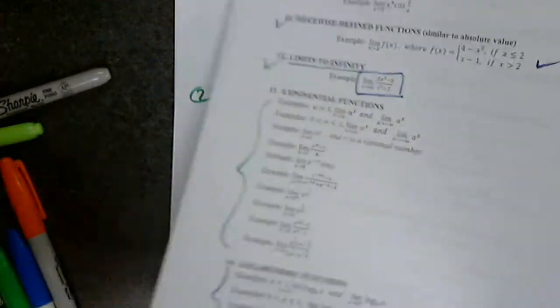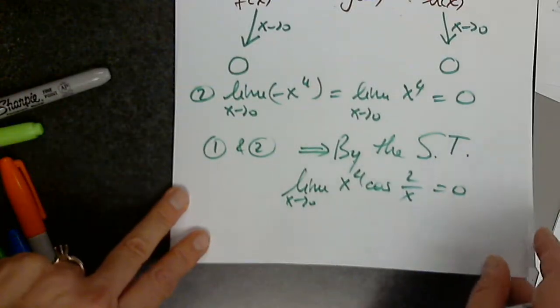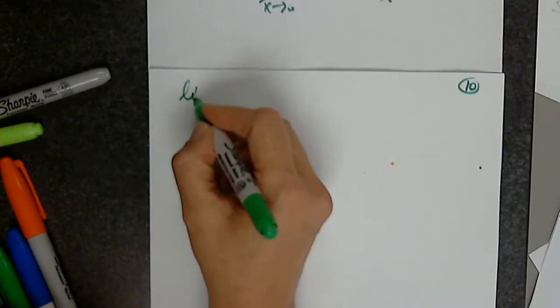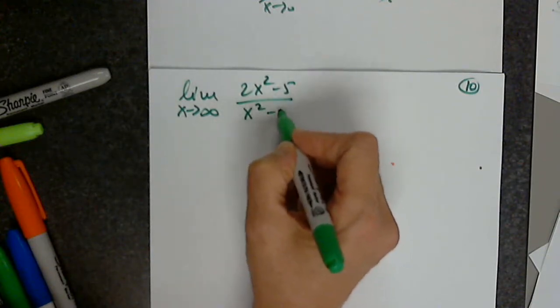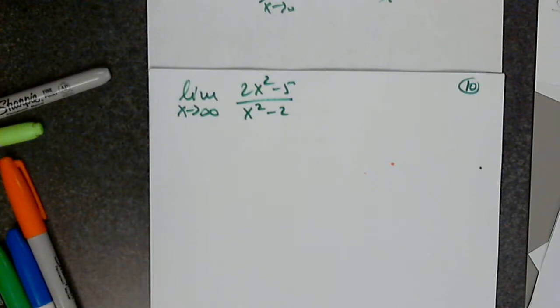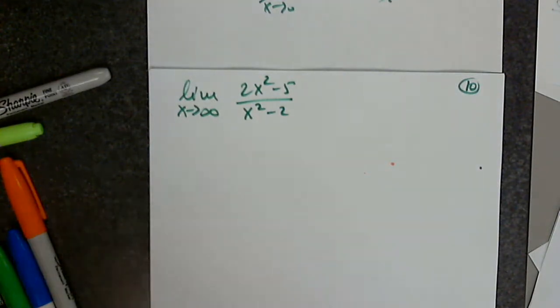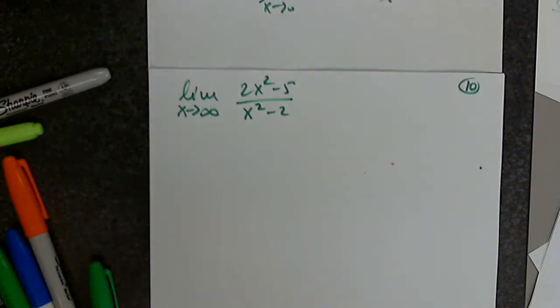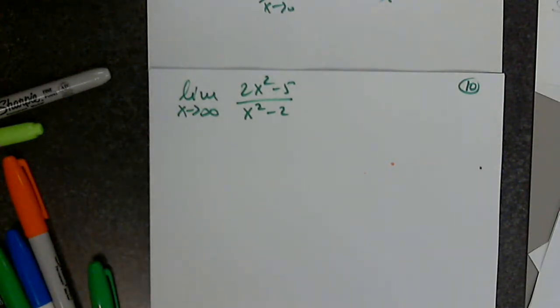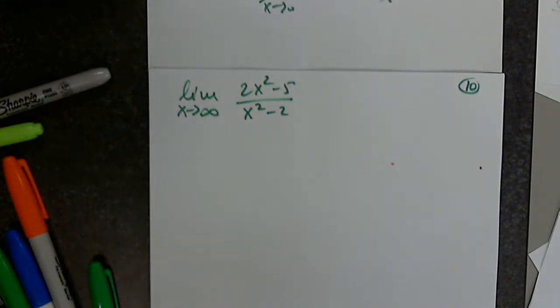Okay, so let's take a look. We've done something like this before. So let's look at this problem. Limit as x approaches infinity, 2x squared minus 5 divided by x squared minus 2. Here's a question for you. When I determine the limit from the right only, or from the left only, or from either side of a number, and I get infinity, what does that mean? That the function has a vertical asymptote, clear.